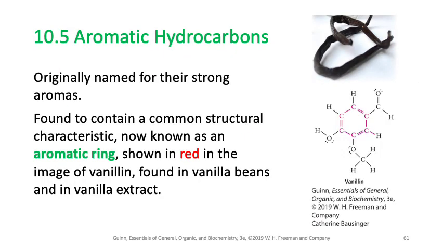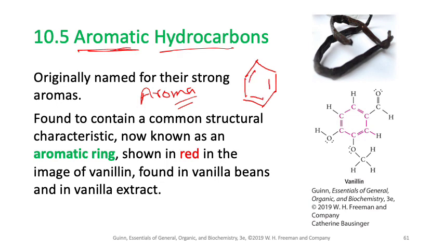Now we're going to talk about another type of hydrocarbon called aromatic hydrocarbons. So what are aromatic hydrocarbons? Previously it was discovered that most of the compounds that give an aroma contain a special type of structure, something like this, with alternating single and double bonds, with six carbons. So it was found out that all the compounds that give some kind of scent or aroma are made up of this special structure.